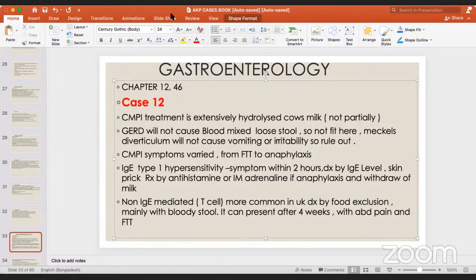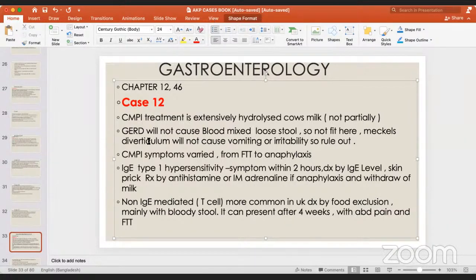So remember that IgE type of hypersensitivity you can diagnose by 2 methods: IgE level and skin prick test, by antihistamine, okay? So skin prick testing you will always do in a hospital setting. Skin prick testing cannot be done on an outdoor basis, because it can cause a severe reaction, okay? Treatment is done by antihistamine.